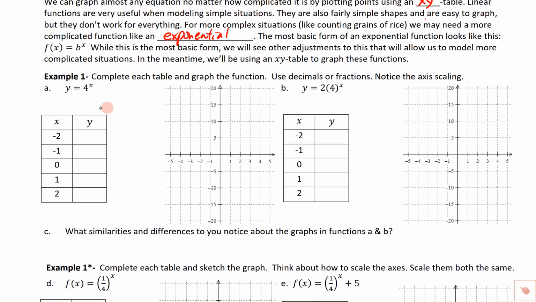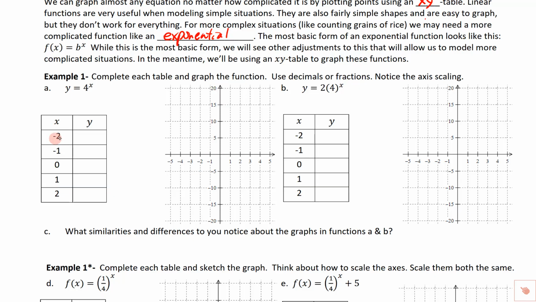So on example 1, it says complete each table and graph the function. Use decimals or fractions if you need to. And then it says notice the axis scaling. So you'll notice that on the horizontal axis here, we count by 1s for each one of these tick marks. And then in the vertical axis, we count by 5s. So we need to be aware of that. And let's go ahead and graph this.